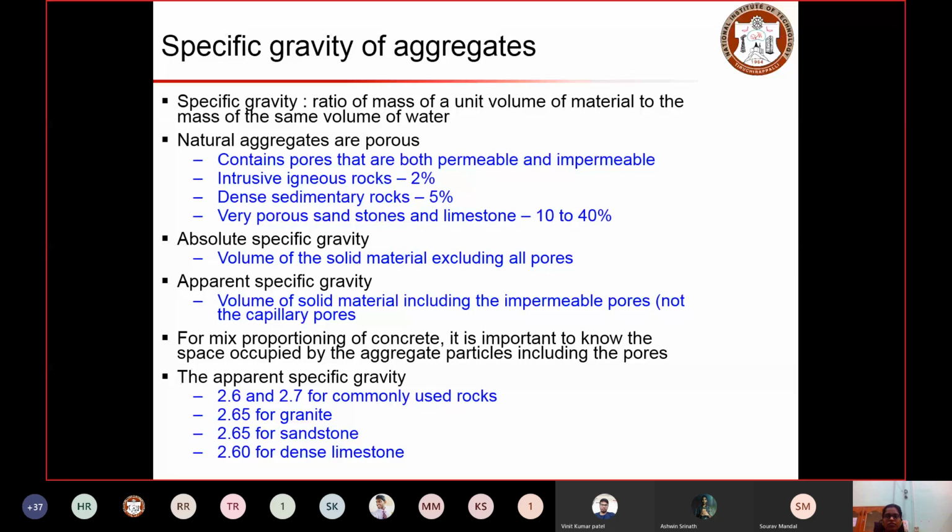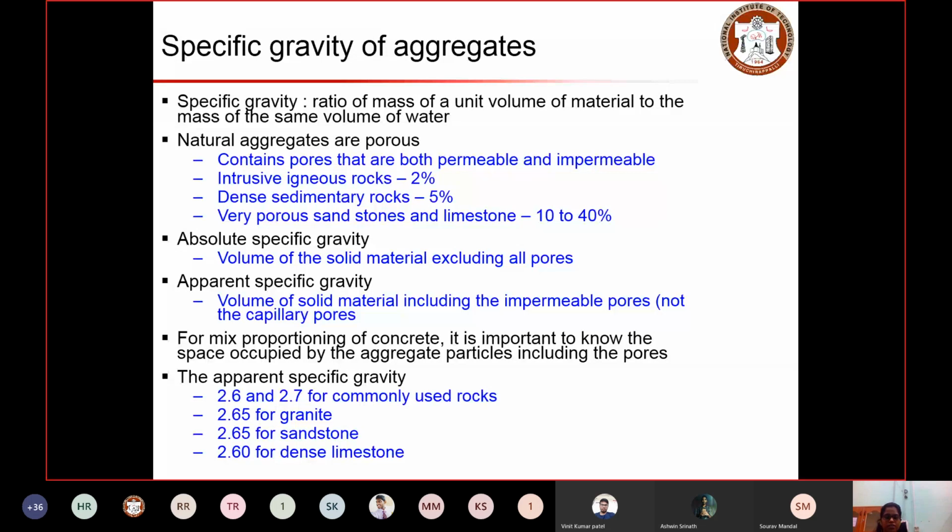Absolute specific gravity, as the name indicates, means the materials are present without any voids. That indicates only the aggregate materials, in terms of their chemical composition, shape and texture. If there are any voids, they are excluded when we say absolute specific gravity. But practically that is not possible, because it is very difficult to exclude the voids and get the volume of the aggregates alone.